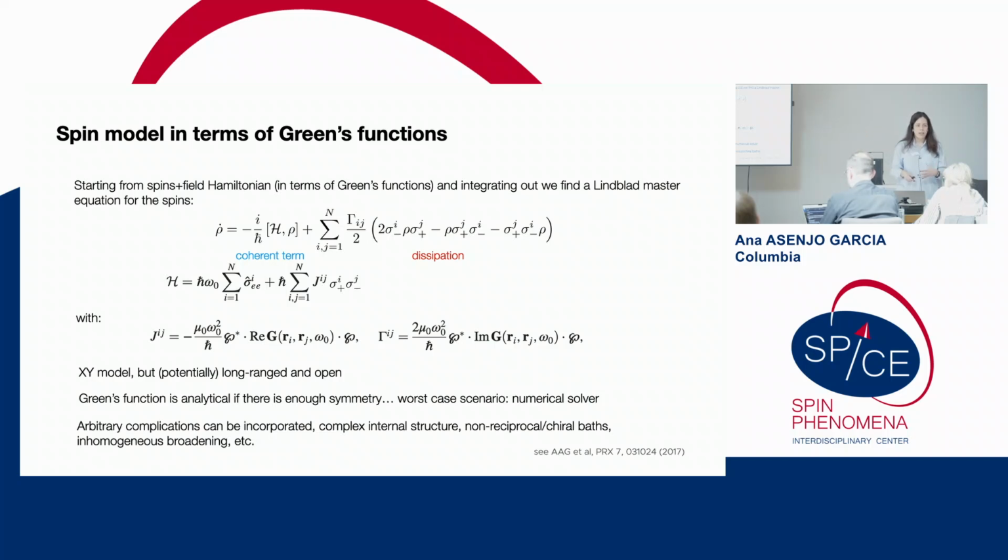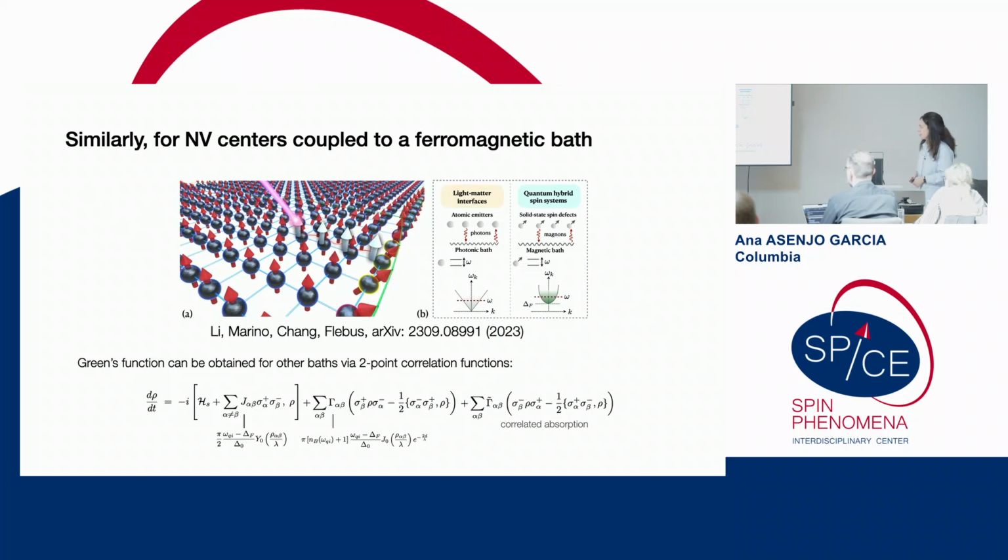So the procedure is always the same: you find the propagator of your excitation, which for me is the electromagnetic field, but for others, maybe some other excitation. And from there, you derive this master equation. Actually, this is what some of our colleagues here did for these NV centers coupled to magnons. So they find this master equation after tracing over a bunch of stuff, where J and gamma are explicitly given by these expressions here, which depend basically on the geometry.